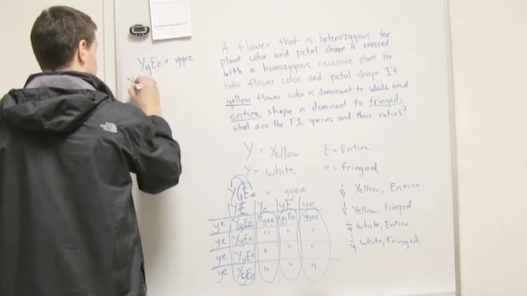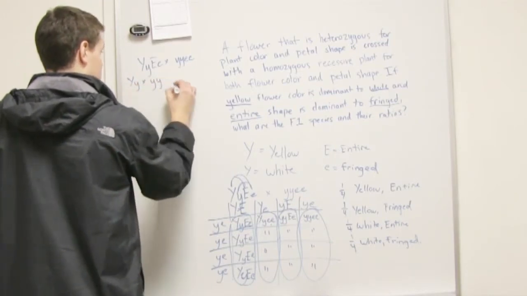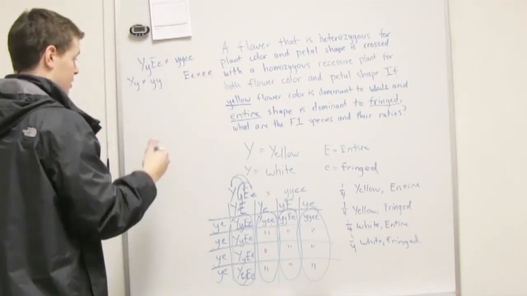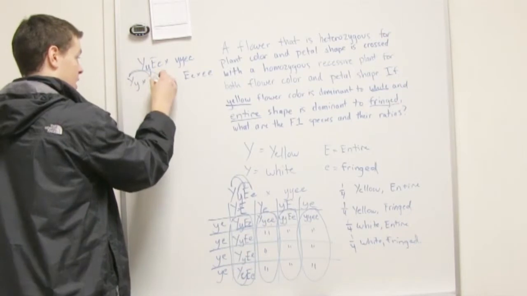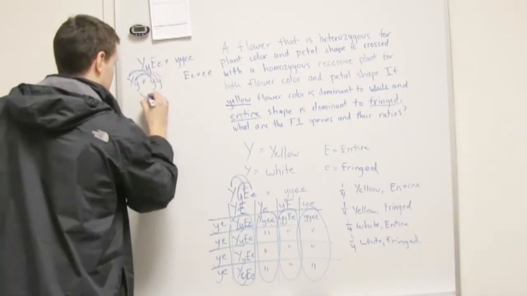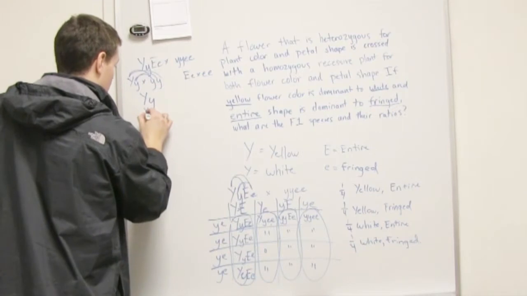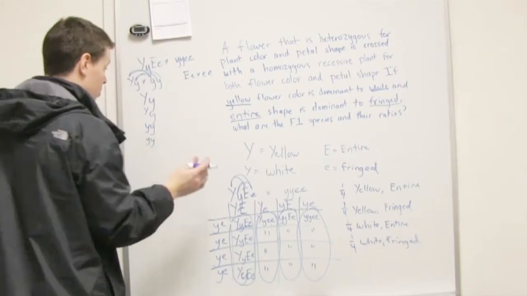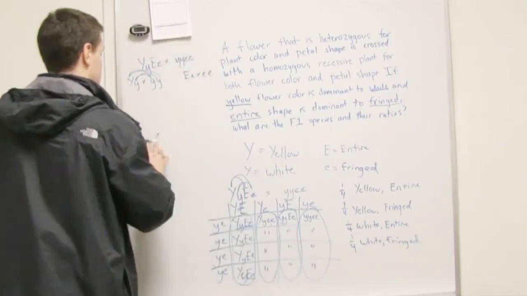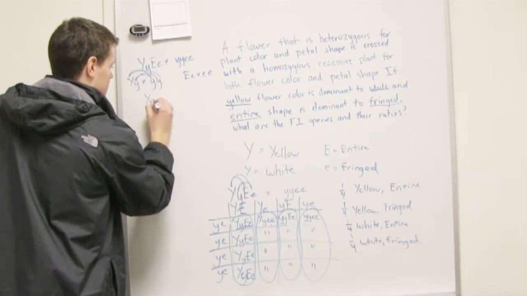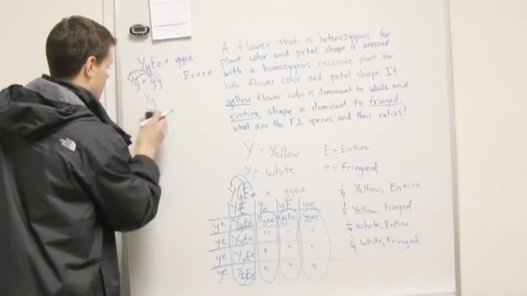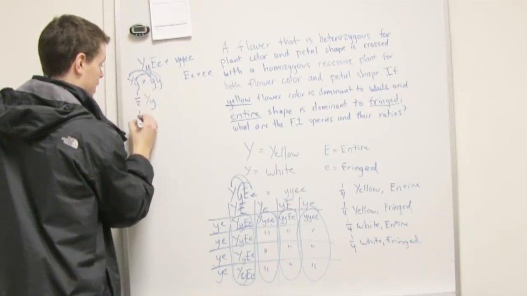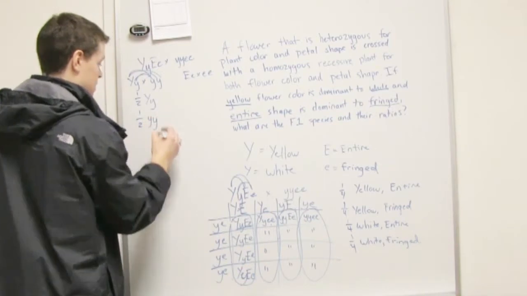And that'll give us the following. You do that with that, and that with that. You'll get Yy, Yy, yy, yy. Or we can just write it like this. 1/2 is uppercase Y lowercase y, and the other half is homozygous recessive.